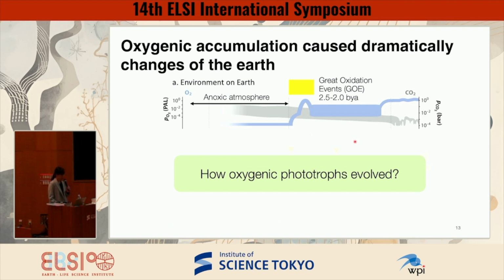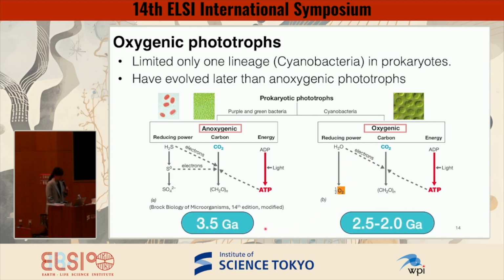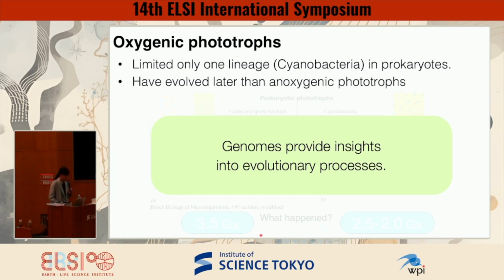How did oxygenic phototrophs evolve? Oxygenic phototrophs are restricted to cyanobacteria among prokaryotes and evolved later than anoxygenic phototrophs. Early phototrophs used, for example, reduced sulfur compounds, and they did not produce oxygen, but oxygenic phototrophs use water and release oxygen. Geological records give us information about the timing of their existence, but they don't explain how this metabolic system evolved. So, to understand the evolutionary processes, we need to rely on genomic and phylogenetic analysis.